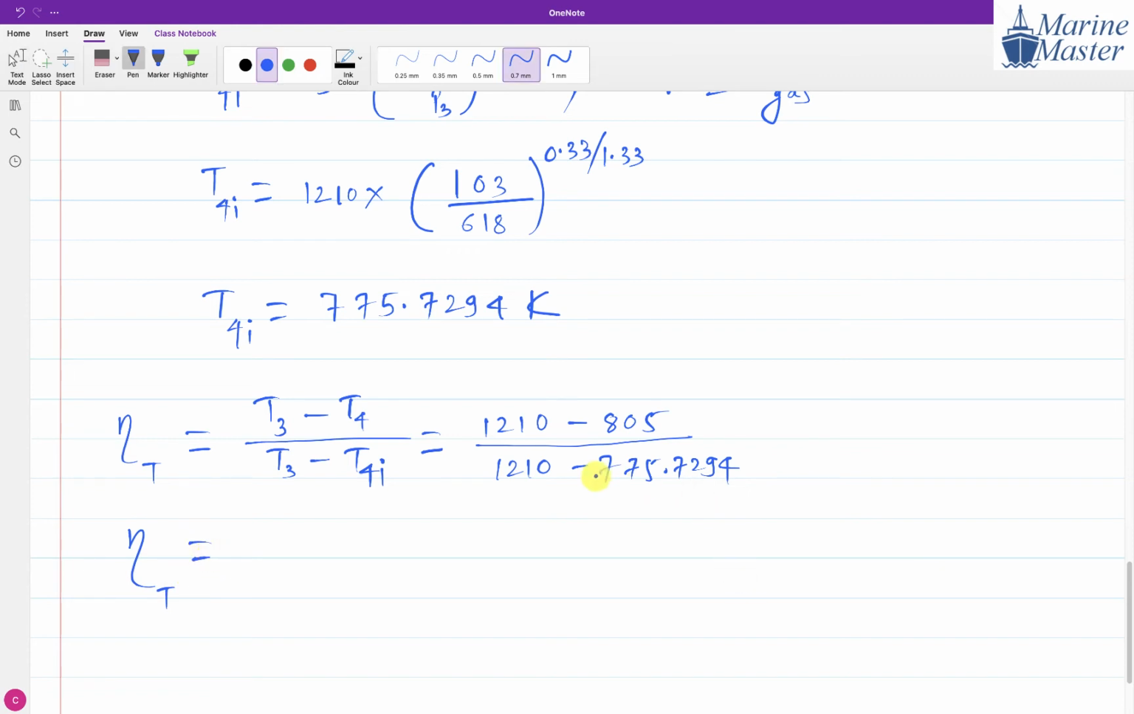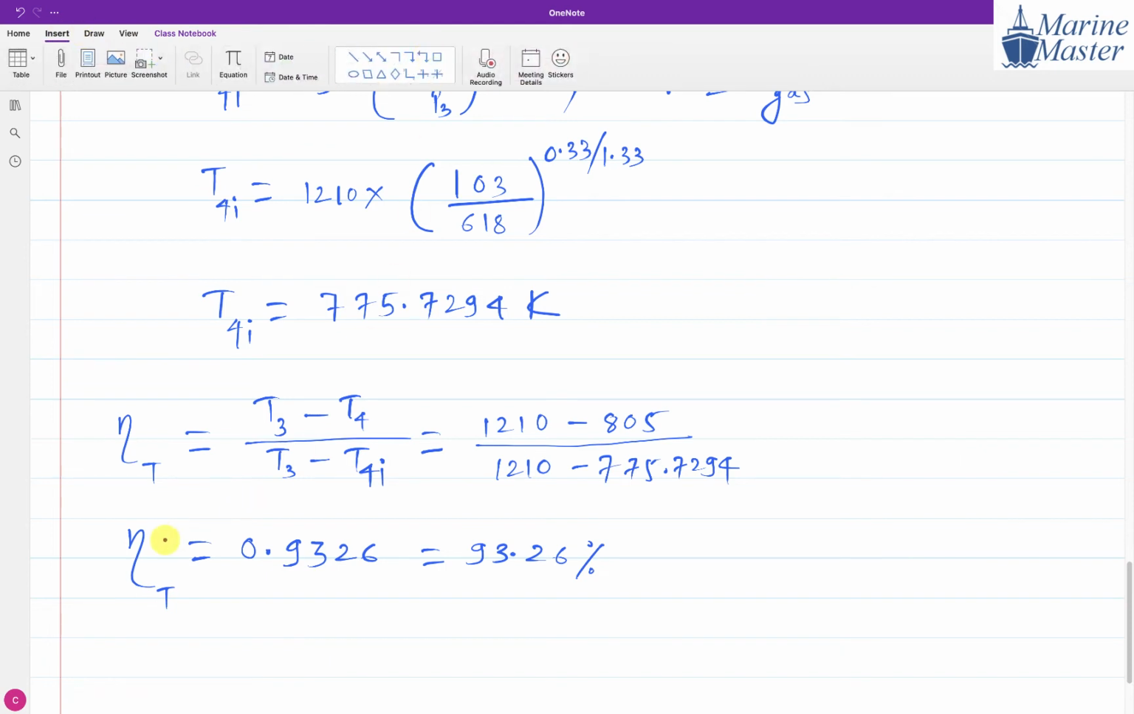Everyone do the calculation and find the isentropic efficiency of the turbine. Put these things directly into the calculator: 1210 minus 805 divided by 1210 minus 775.7294. The value of isentropic efficiency of the turbine we get is 0.9326. It means 93.26%. So in this way we got the isentropic efficiency of the turbine.